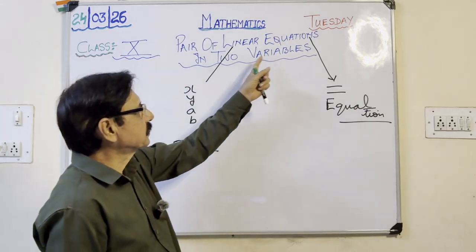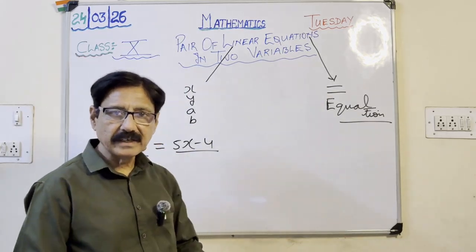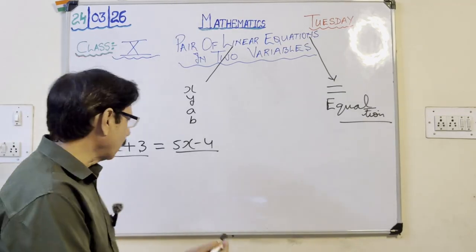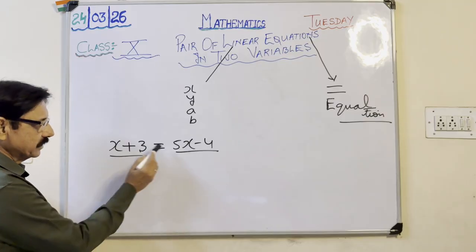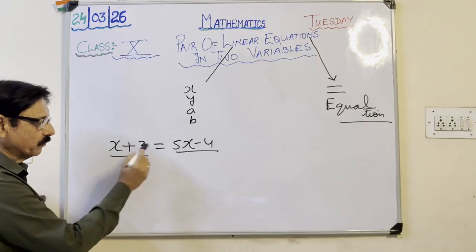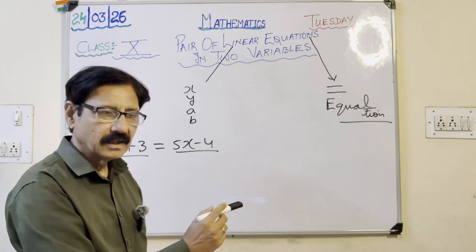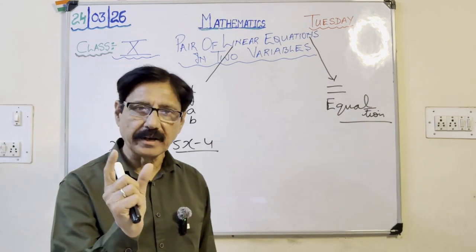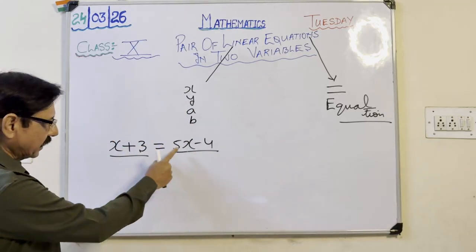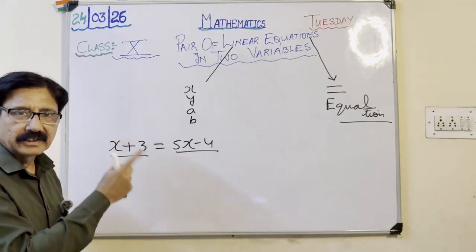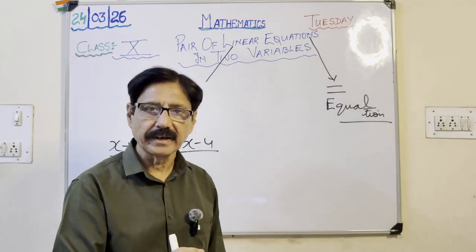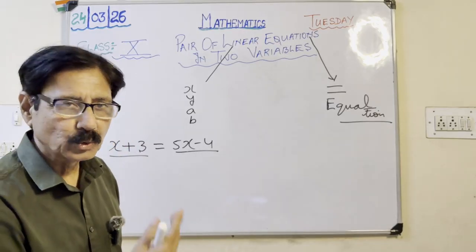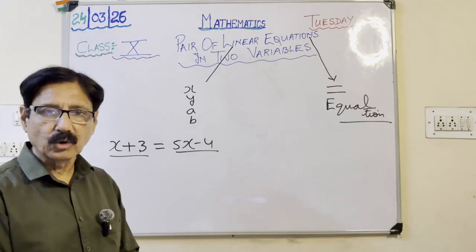Then two variables. You have done linear equation in one variable, where only one variable is there. Like in this, you see, this is a linear equation in one variable. One variable means the same variable, like in both sides, LHS and RHS, you see x only is there. So this is a linear equation in one variable. Two variables means two different alphabets we are going to use, two different variables, two different unknown quantities.